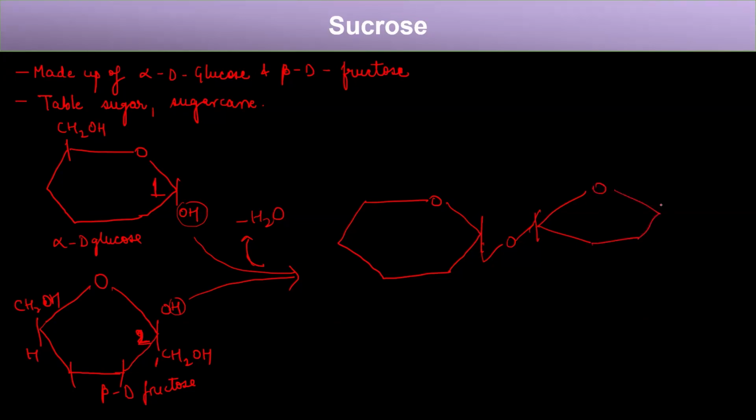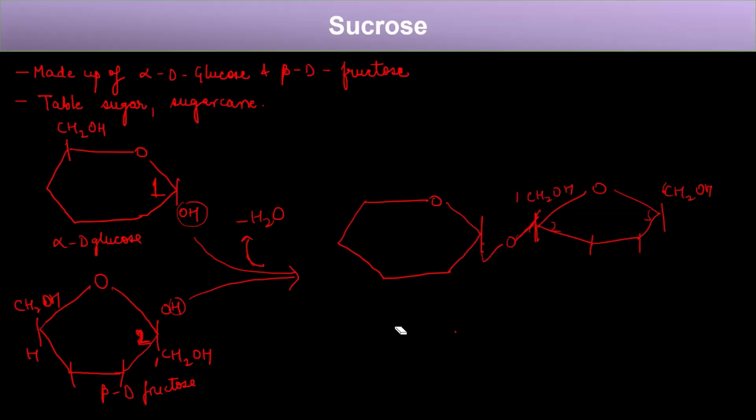We have, this is your fructose, and this is your second position. This is your CH2OH. First, second, third, fourth, fifth, and sixth. So the bond will look something like this. And this linkage is known as, because it has glucose and fructose both, its bond will be something different. So its name will be something different.